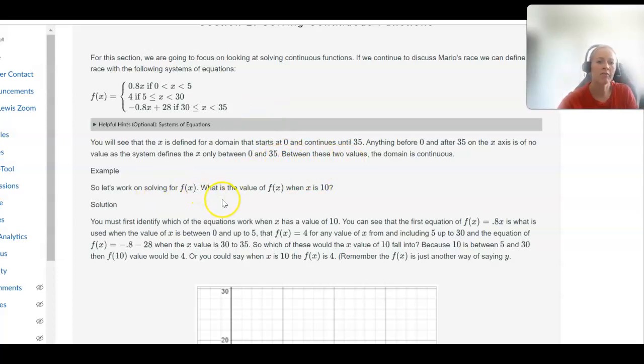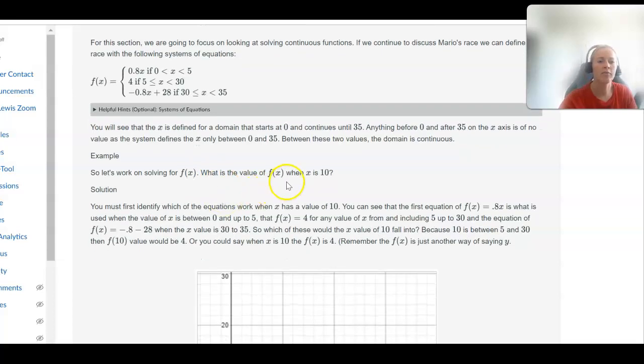So let's work on solving for f of x. What is the value of f of x when x is 10? I want you to pause this video and see if you can figure that out. What is the value of f of x when x is 10? Okay, hopefully you paused and let's look at it.